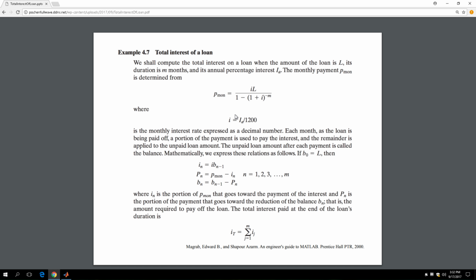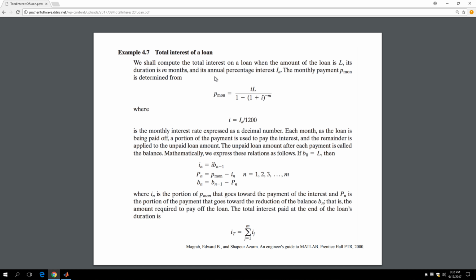What exactly is small i? Small i is capital IA divided by 1200. But why do you have to divide by 1200, right? That's exactly what I was just saying. First of all, it's a percentage interest rate. So in order to get the floating point number, the real number that I can use for calculation, you have to divide by 100 first, right? And the second thing is that it's an annual rate.